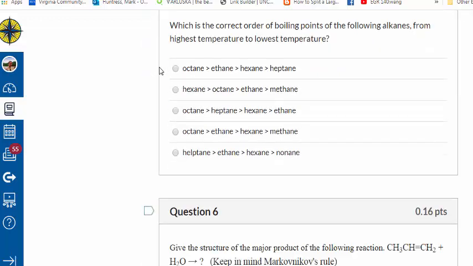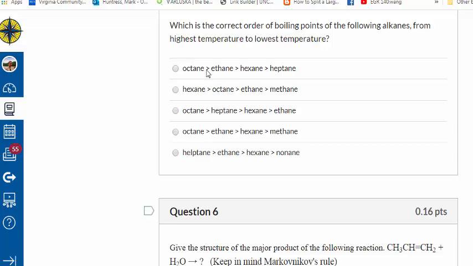Okay, so ordering boiling points of alkanes. Here the thing is, think about methane. That's a gas, right? Think about ethane. That's a gas. So they've essentially boiled off below room temperature. They have really low boiling points.